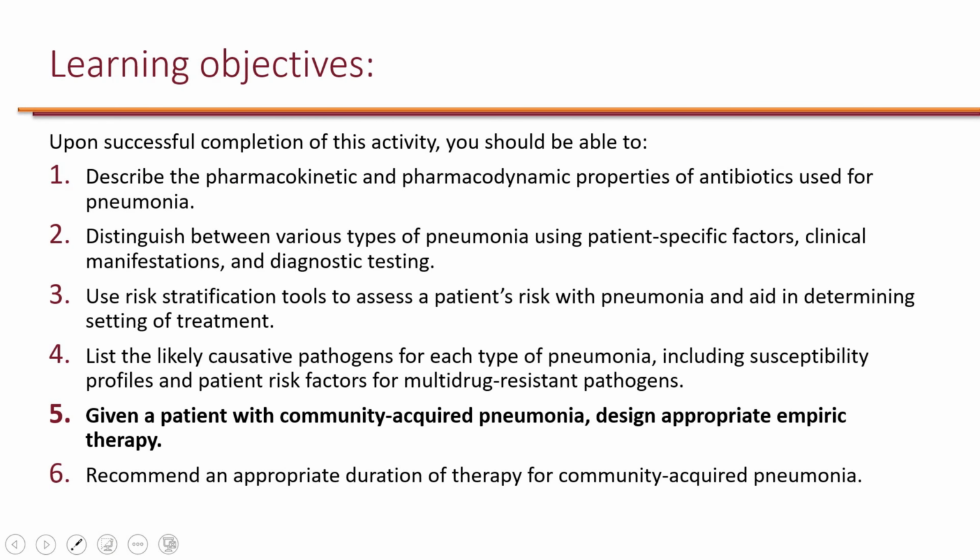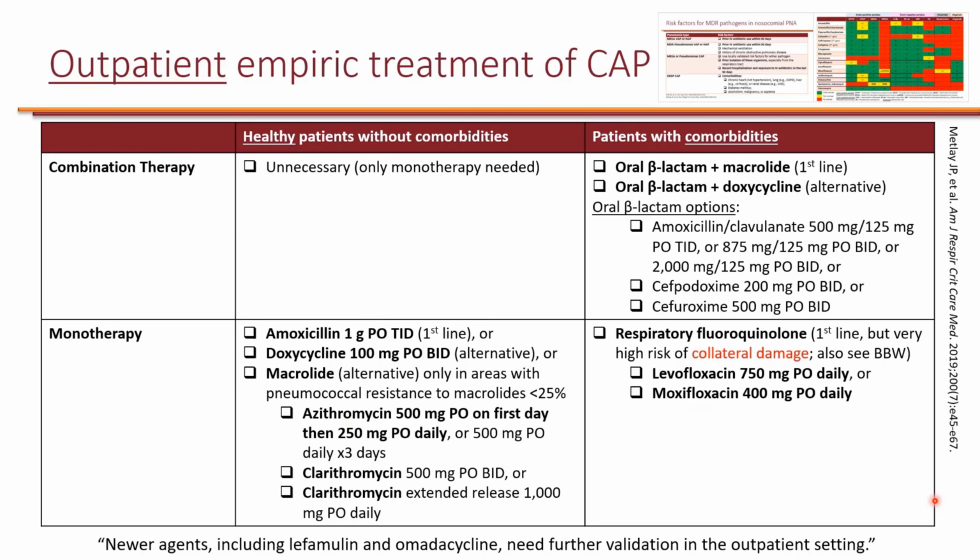We described the pharmacokinetic and pharmacodynamic properties of antibiotics used for pneumonia and distinguished between various types of pneumonia and used risk stratification tools and listed the likely causative pathogens for each type of pneumonia. Now, given a patient with community-acquired pneumonia, let's design appropriate empiric therapy. Here are the recommendations from the 2019 ATS/IDSA guidelines for CAP.